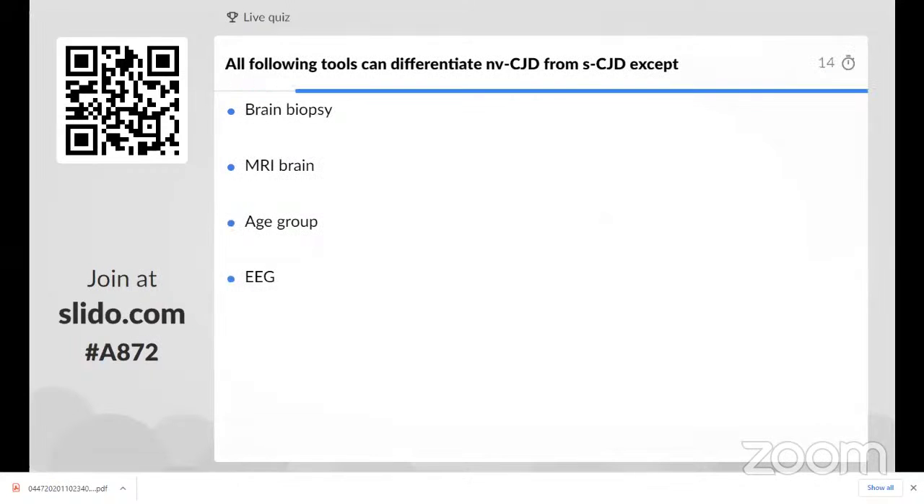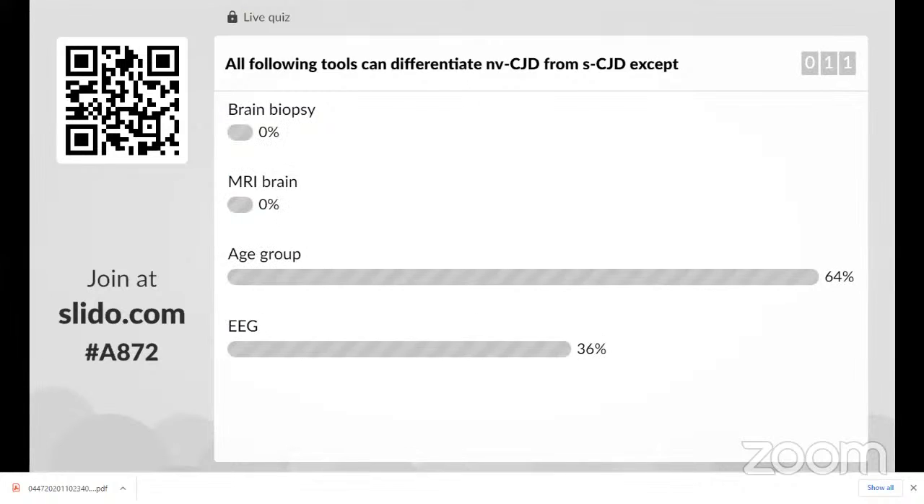All the following tools can differentiate between newer variant of CJD from sporadic variant of CJD except: brain biopsy, MRI brain, age groups, and EEG. A little tricky question. Please vote. So which tool is not able to differentiate? 64% people say age group and 36% people say the EEG abnormality. But the correct answer actually is brain biopsy.